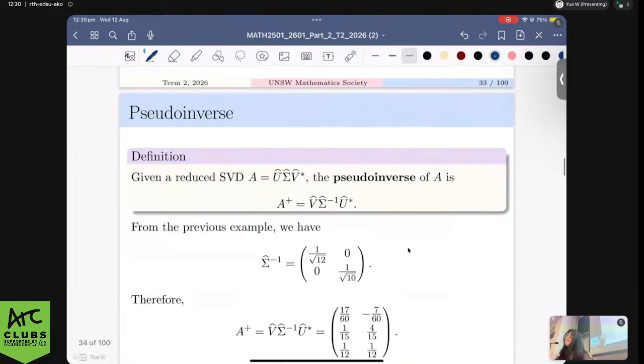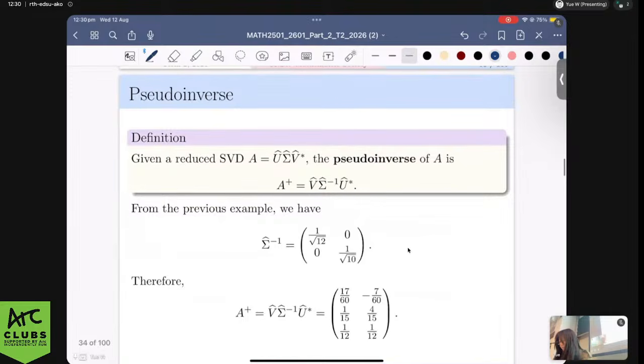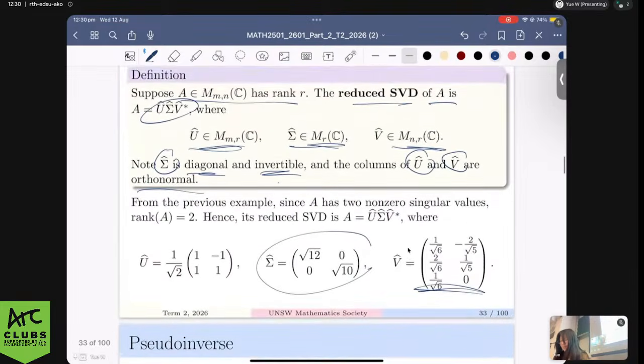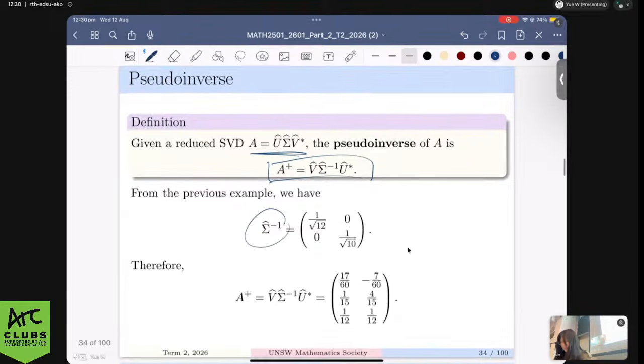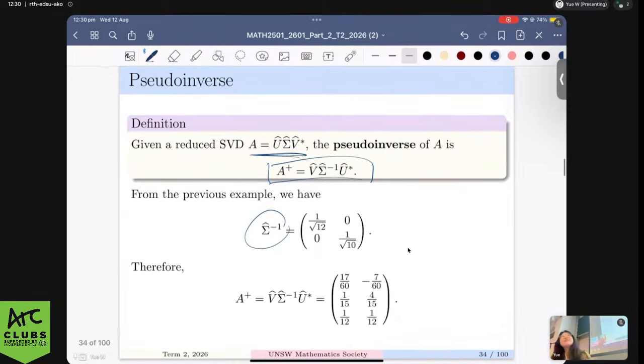Okay, and now moving on to the pseudo-inverse. So if we are given some reduced SVD of this form here, as you have seen before from this example, we say that this thing here is the pseudo-inverse. So this is pretty straightforward. You just take the inverse of the sigma and put it in, and once again just do a bunch of computations to get this matrix here. Any questions?